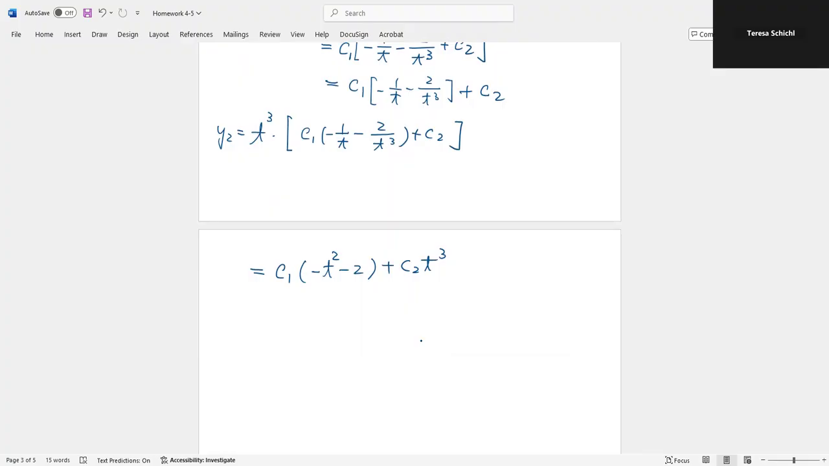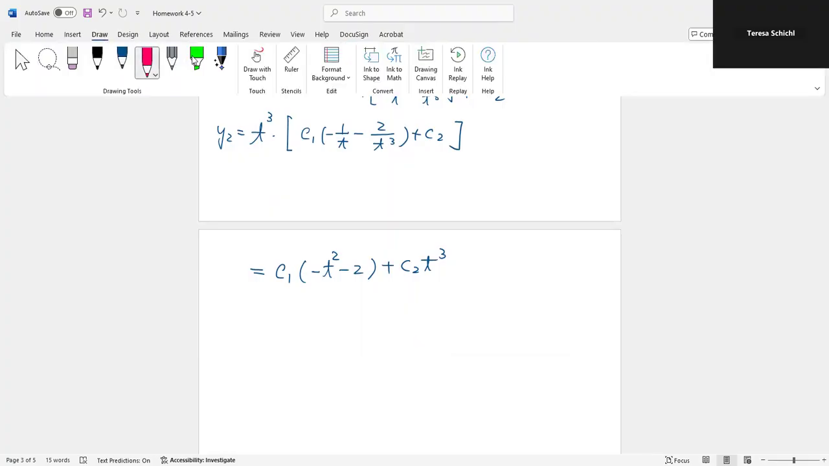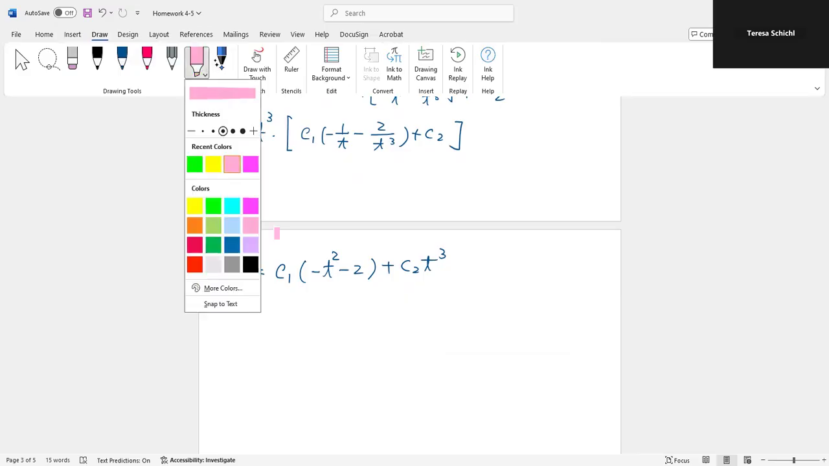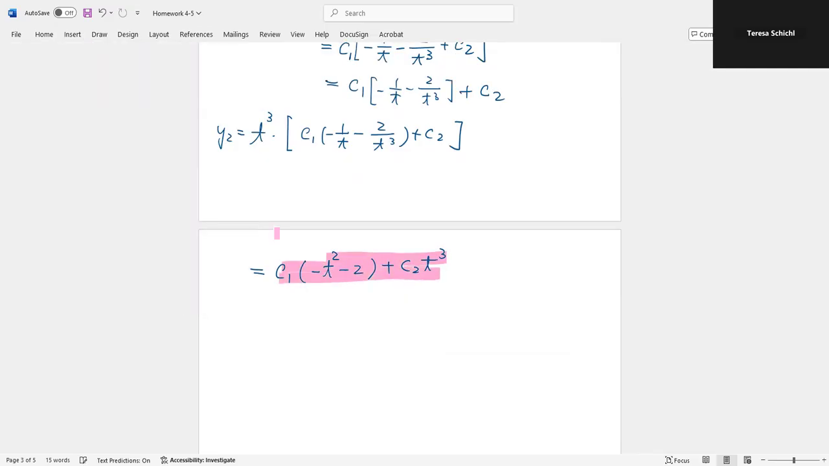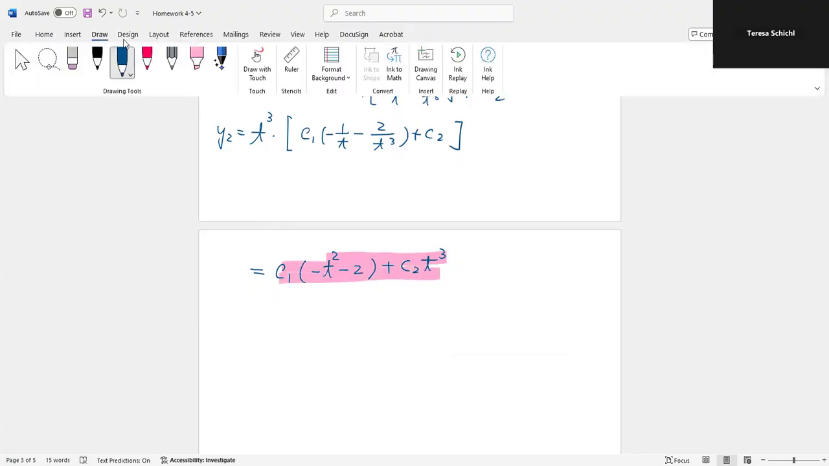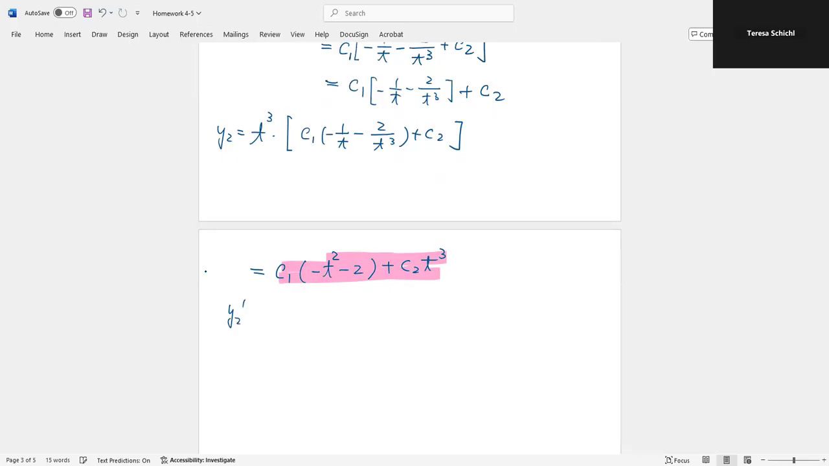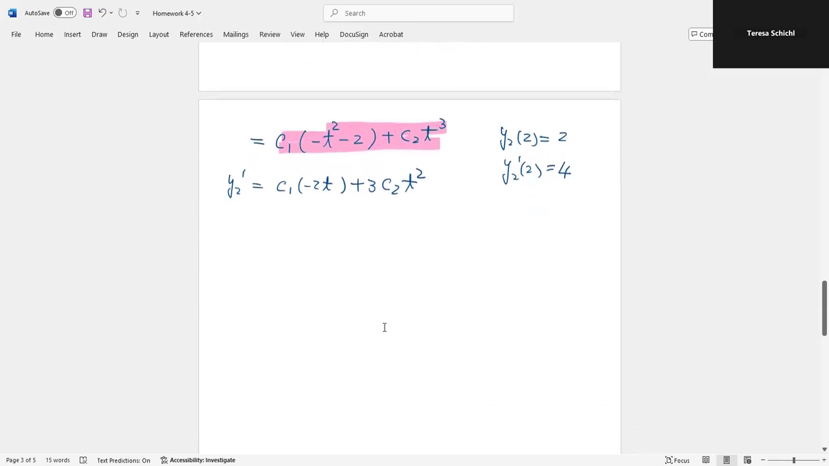All right, so this is my Y2. Let me highlight it because this will be my final answer. I need to put it into here. Okay, all right, so now let's do it. Y2 prime will be C1 negative 2T plus 3C2 T to the square. So now my initial condition is Y2 of 2 equal to 2. Then Y2 prime of 2 equal to 4, right?